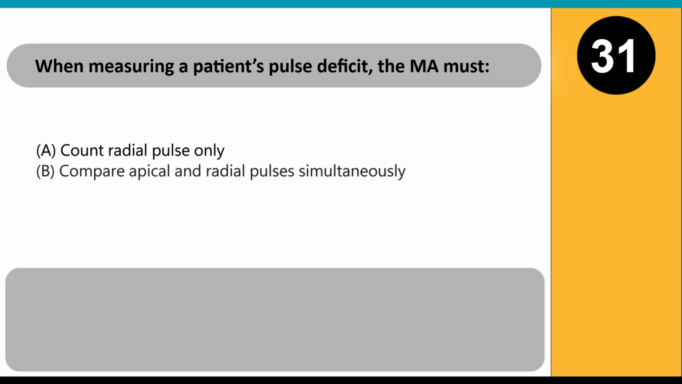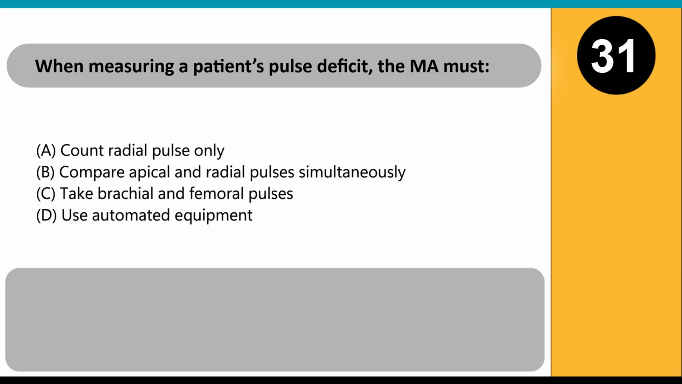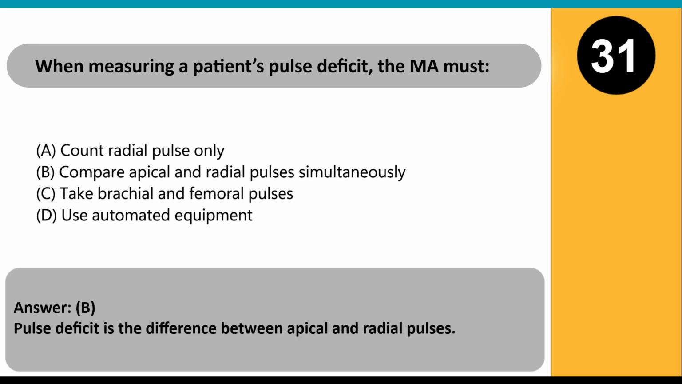When measuring a patient's pulse deficit, the MA must: A. Count radial pulse only. B. Compare apical and radial pulses simultaneously. C. Take brachial and femoral pulses. D. Use automated equipment. Answer B. Pulse deficit is the difference between apical and radial pulses.